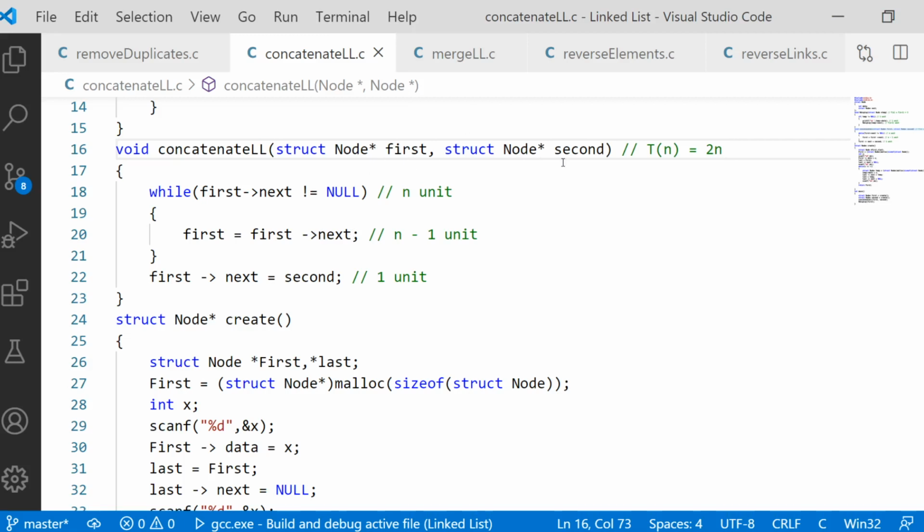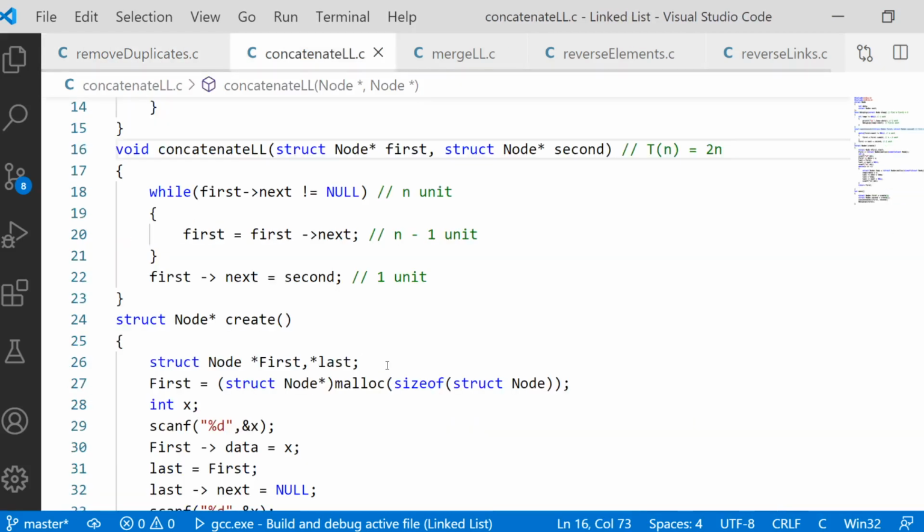Will that change? That will not change when your input is changing. If the total number of elements is 1000, 10,000, 1 lakh, whatever it is, only 2 blocks we will be taking, which means constant space. T of n equal to 2 is a constant space.